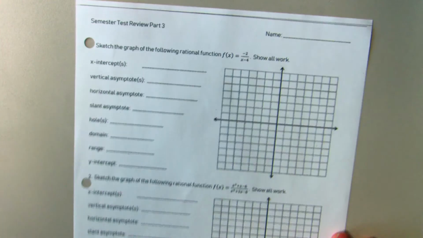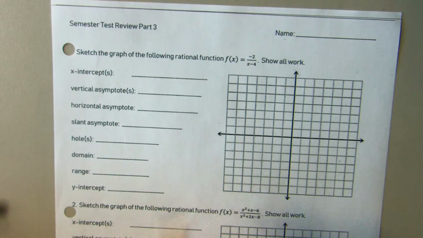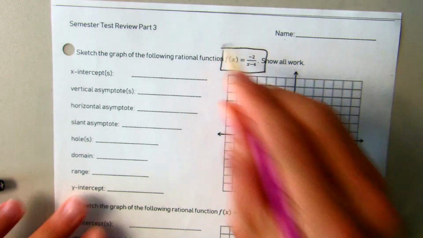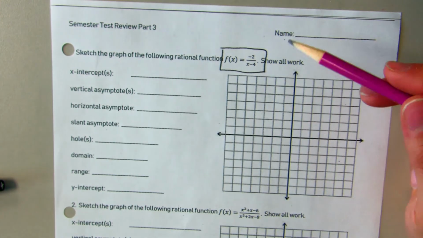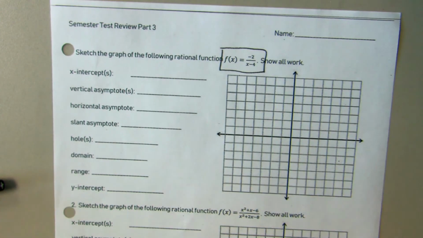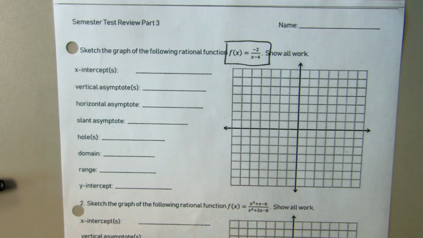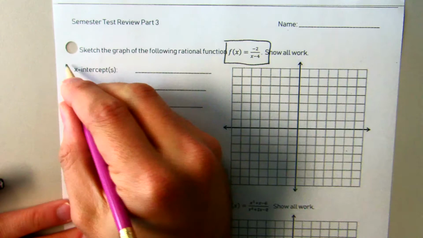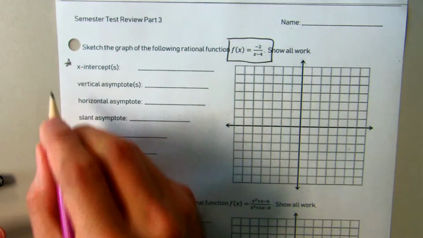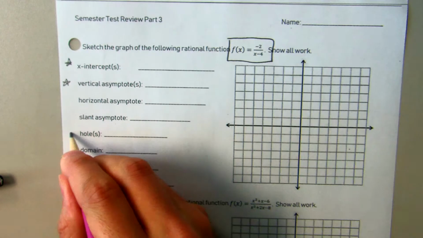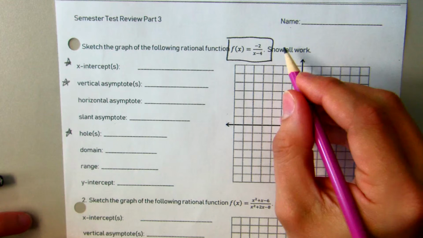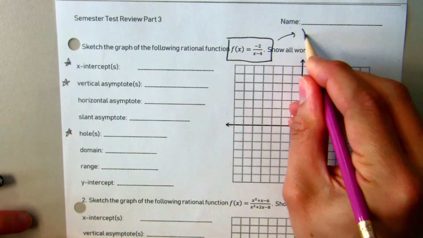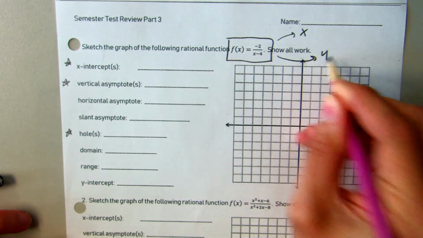So this one was all from the rational functions unit. This is a rational function because the function is set up as a fraction. Three of these depend on what numbers make the numerator 0 only, the denominator 0 only, or both the numerator and the denominator 0. So you need to think about what numbers make the numerator 0 and what numbers make the denominator 0.